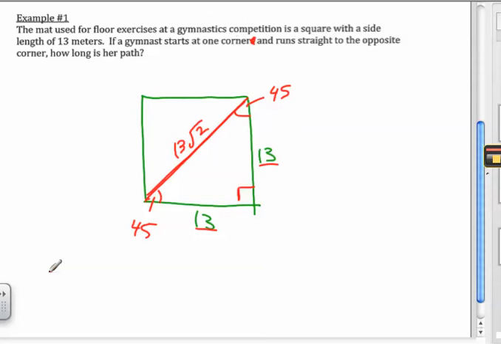Now, if they ask me a real-world problem, I'm probably going to go ahead and just round that to the nearest tenth and find out what the square root of 2 is, which is about 1.414, and then multiply it by 13. Okay? All right. Good job, guys. Next example.